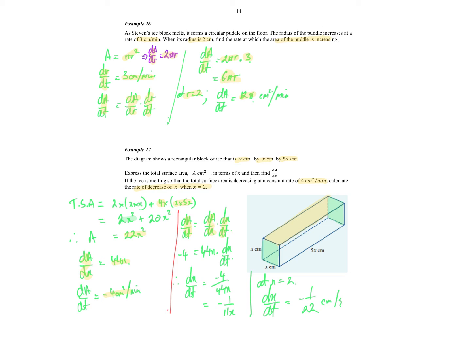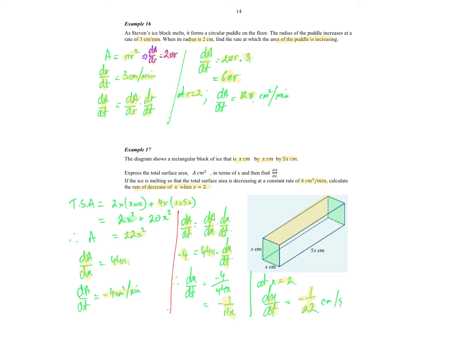All right, so dA/dt was negative 4, dA/dx we worked out to be 44x, and I'm looking for dx/dt. Take the 44x across and cancel the 4s. I get negative 1 on 11x. That's the rate of change in my side length. Specifically, I'm interested at x equal to 2, which means my side length is changing at a rate of negative 1 on 22 centimetres per second.